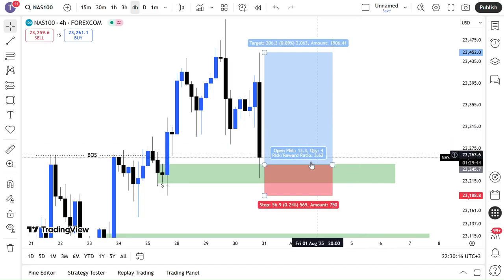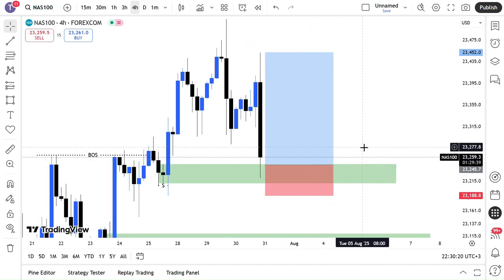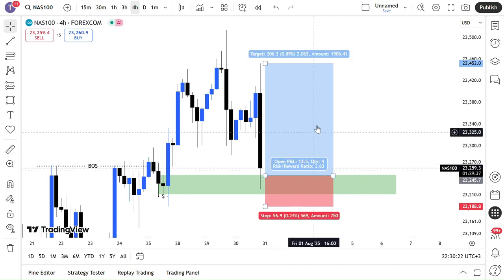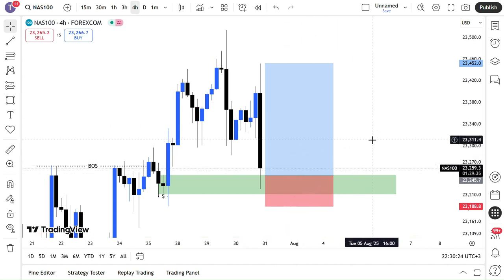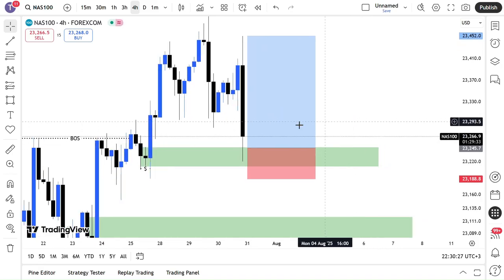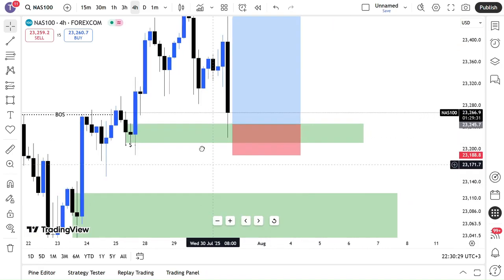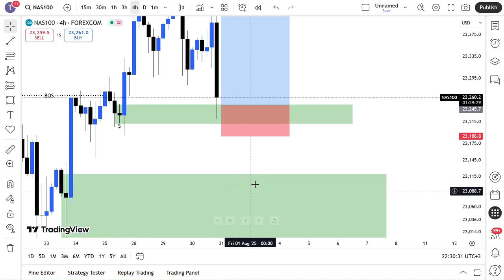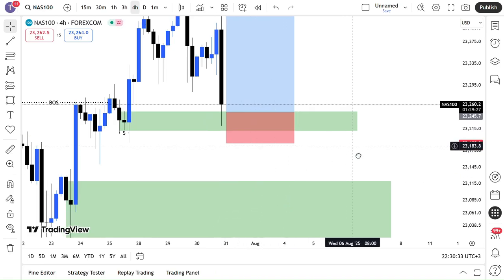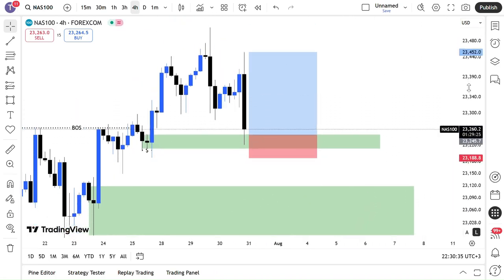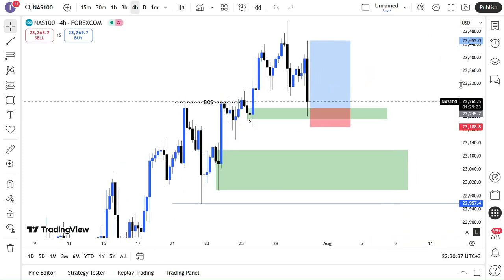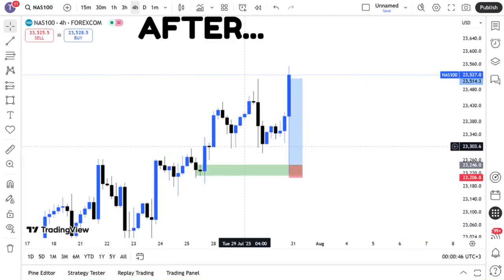It is not a must that you get a trade from the zone, but you will also try to look for buys from inside here. Or if the order block is not valid, you can wait for this zone down here to take a trade from. So that is the overview from NAS 100.